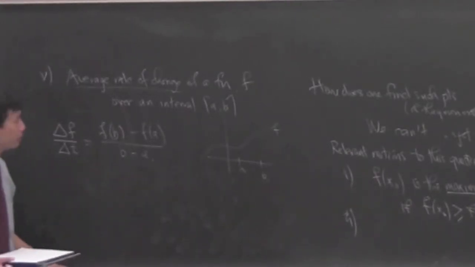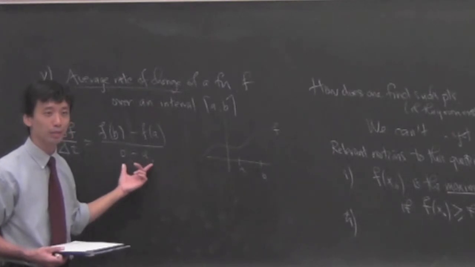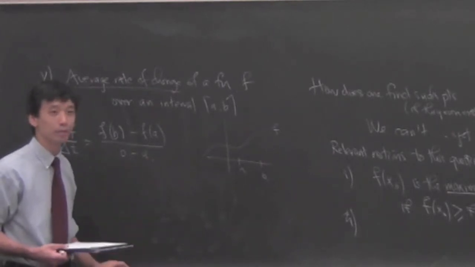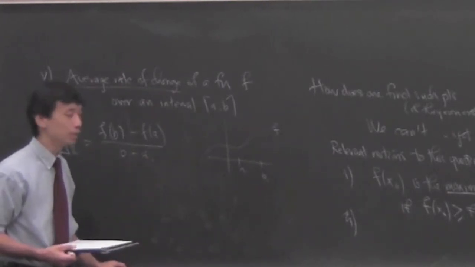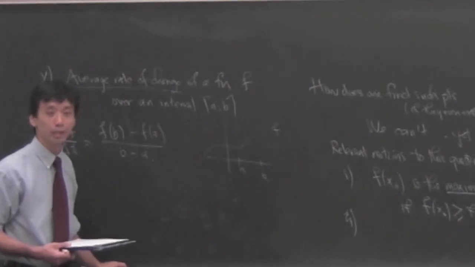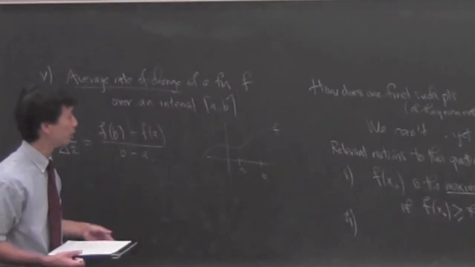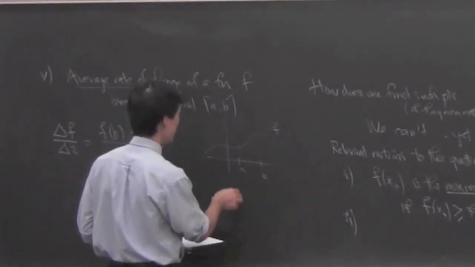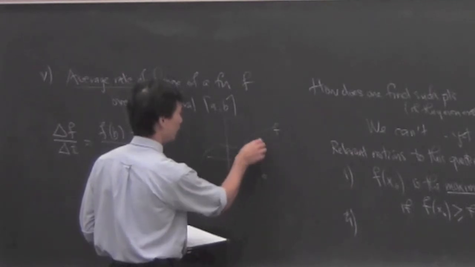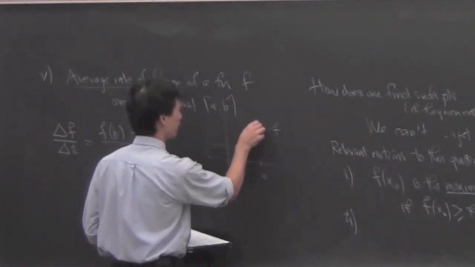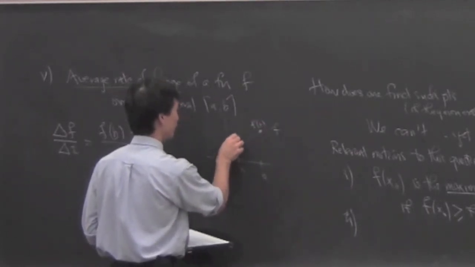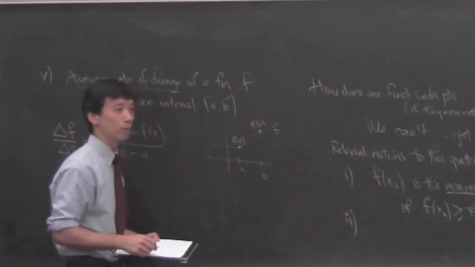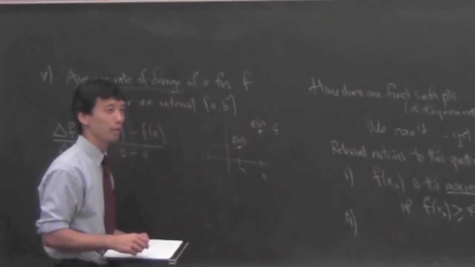Okay, but what is this anyway? This is something that you should recognize. What is this? f of b minus f of a over b minus a. It's slope, right? It's the slope of something. If we look at the graph, what is this? It's the slope of, well, here's f of b, here's f of a.